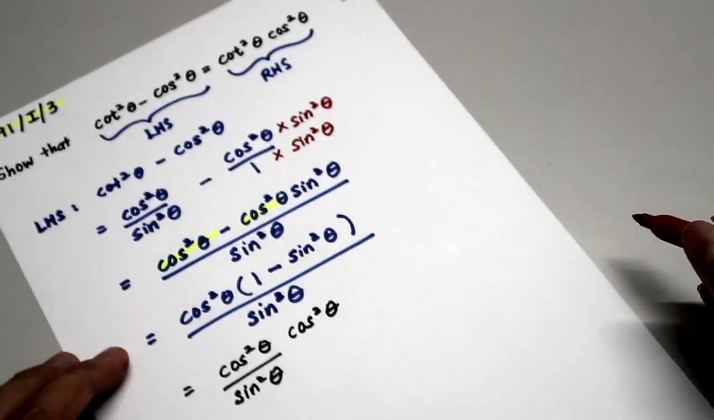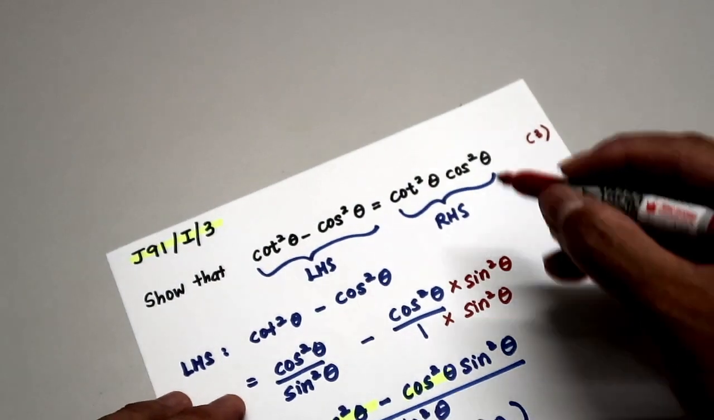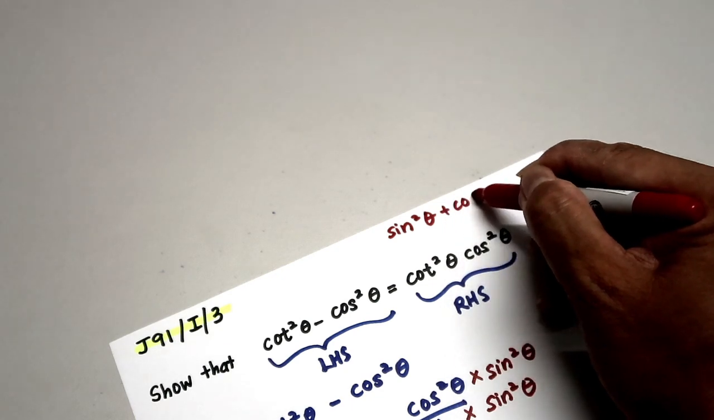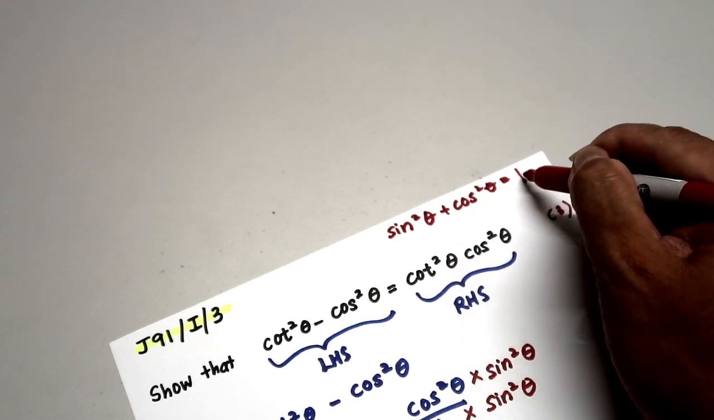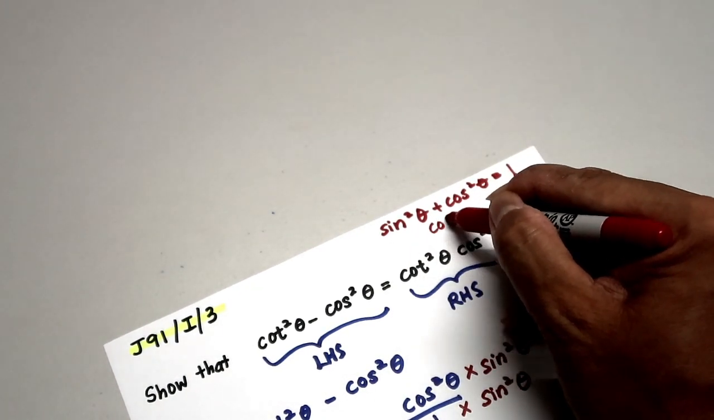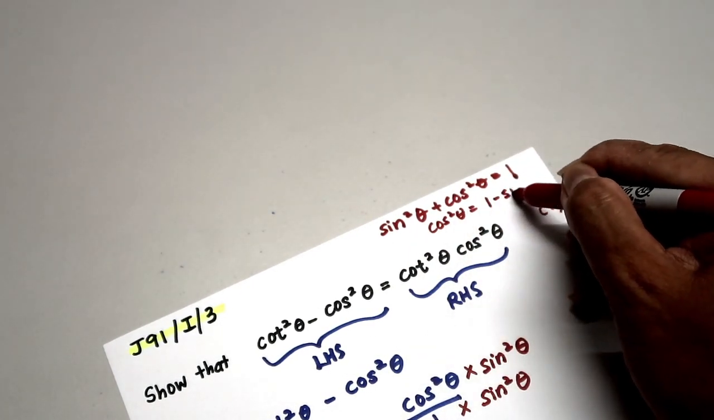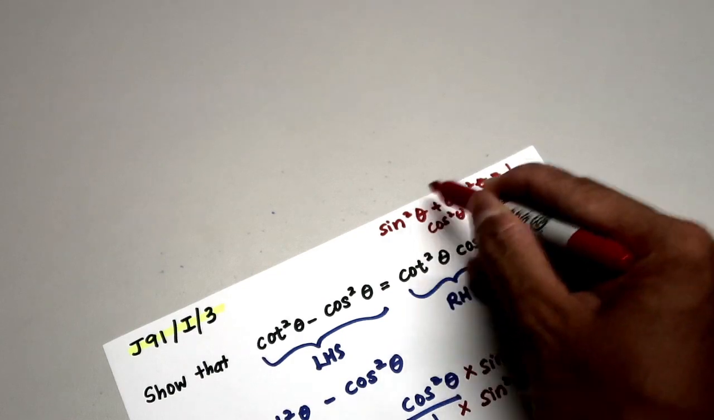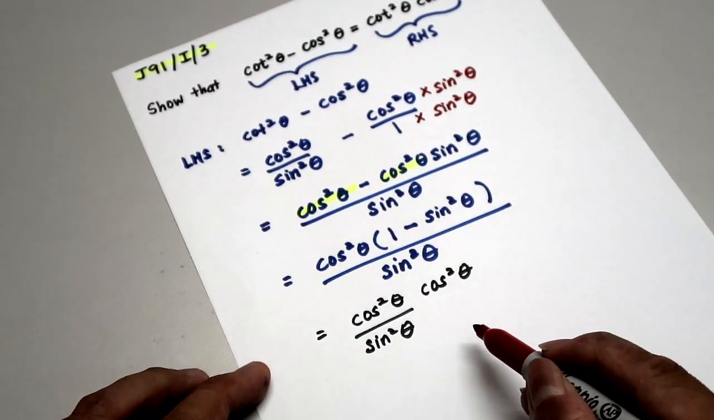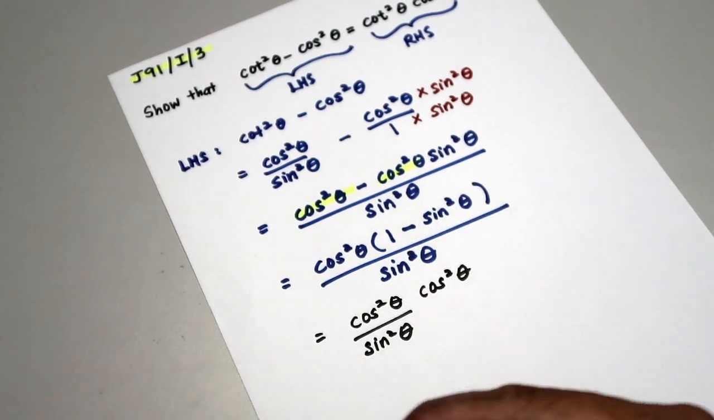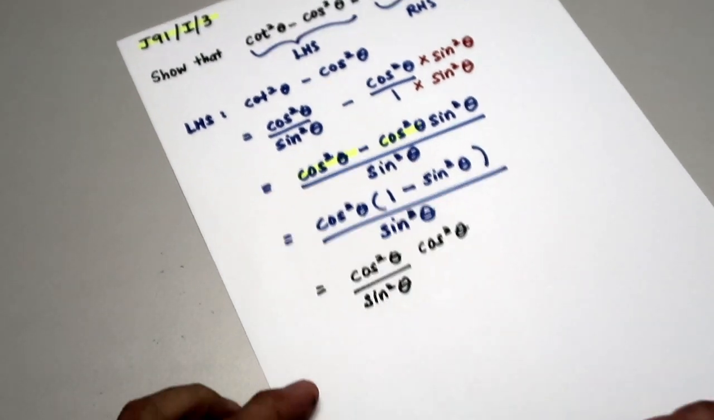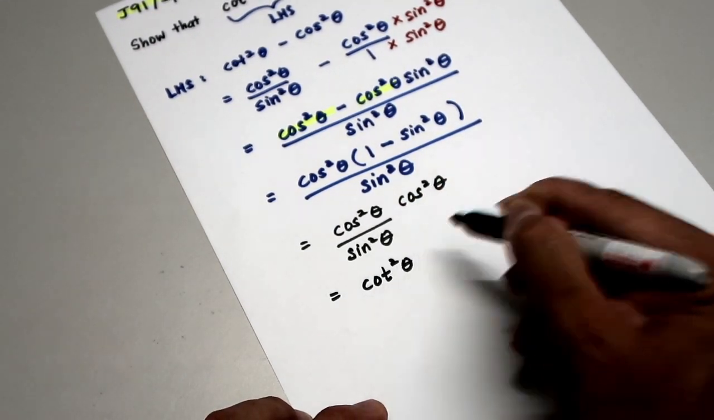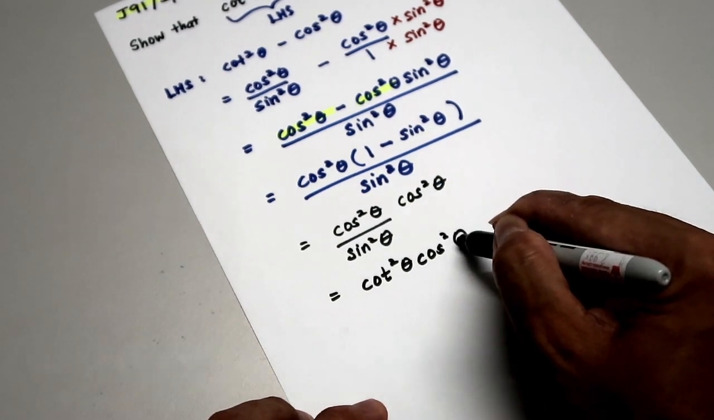In the first identity again, we have sine square theta plus cos square theta equals 1. By making cos square theta the subject, we can also use this variation as part of our steps. So cos square theta, by changing the places, is 1 minus sine square theta. We change it back here, and there we go, we have our result. Cos square theta over sine square theta is cotangent square theta cos square theta.